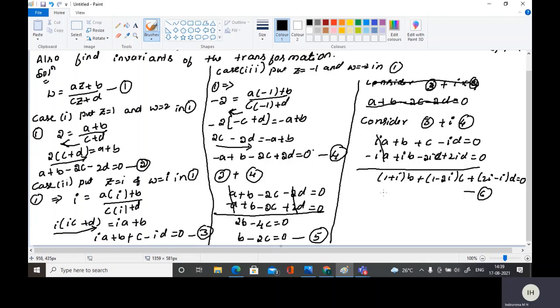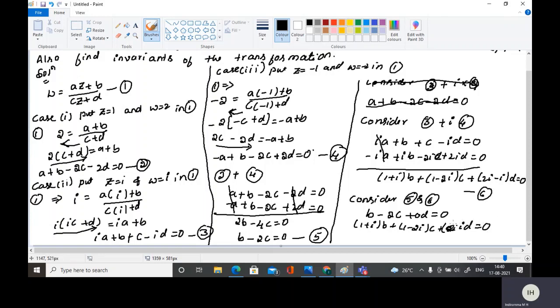Next I will consider equation 5 and equation 6. What is equation 5? b minus 2c plus 0d equal to 0. We can write the equation like this. Next, equation 6 will be 1 plus i into b, plus 1 minus 2i into c, plus 2i minus i, that is i only, id is equal to 0.